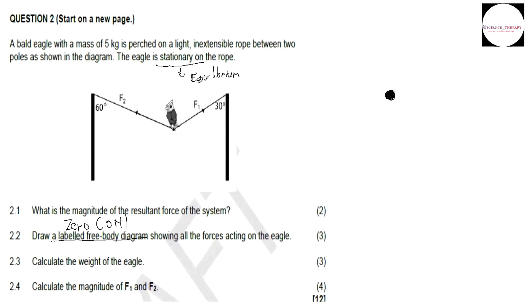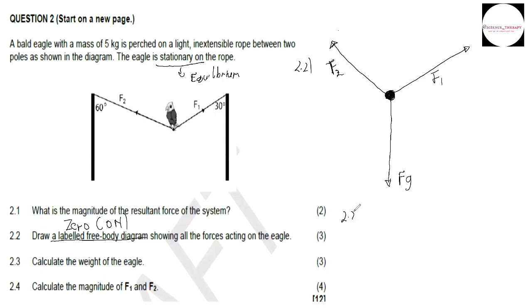Then we know that this eagle is experiencing the force of gravity, because everything on planet Earth has the force of gravity, right? Then we have F1 going all the way up, and then F2 going diagonally like that. So that's all you indicate for 3 marks. You just show all the forces acting on that eagle: the force F1, the force F2, and the gravitational force.